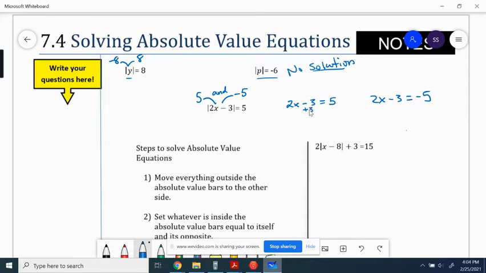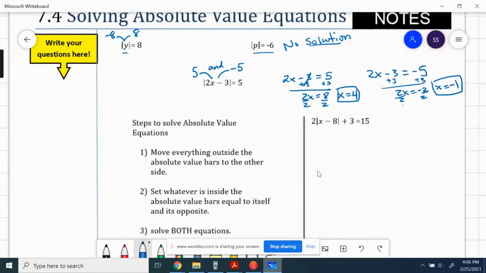We're going to add 3 on both sides. And then you're left with 2x is equal to 8. Then divide by 2. You've got x is equal to 4. And then we solve the next equation the same way. Add 3 on both sides. Left with 2x is equal to negative 2. Divide by 2 on both sides, and you're left with x is equal to negative 1. So those are your two values of x.